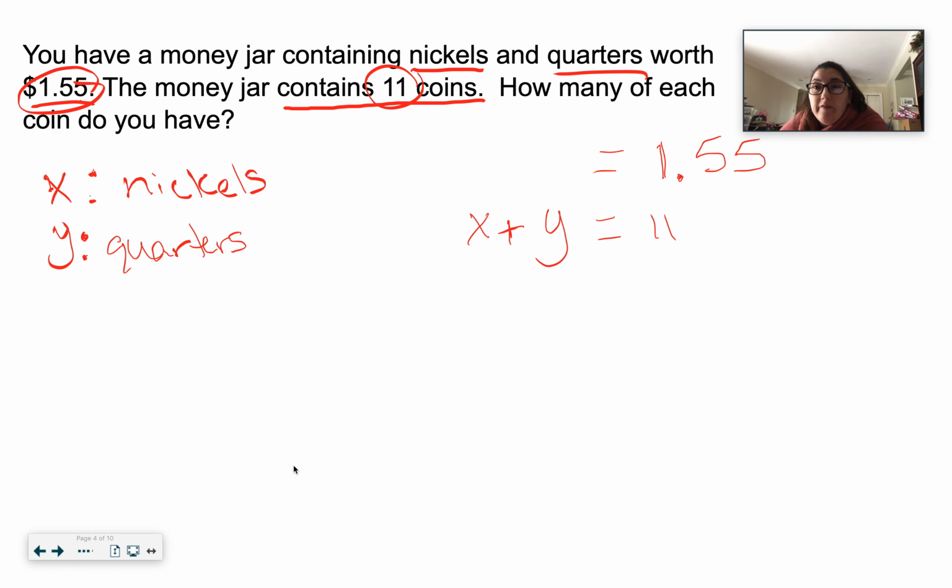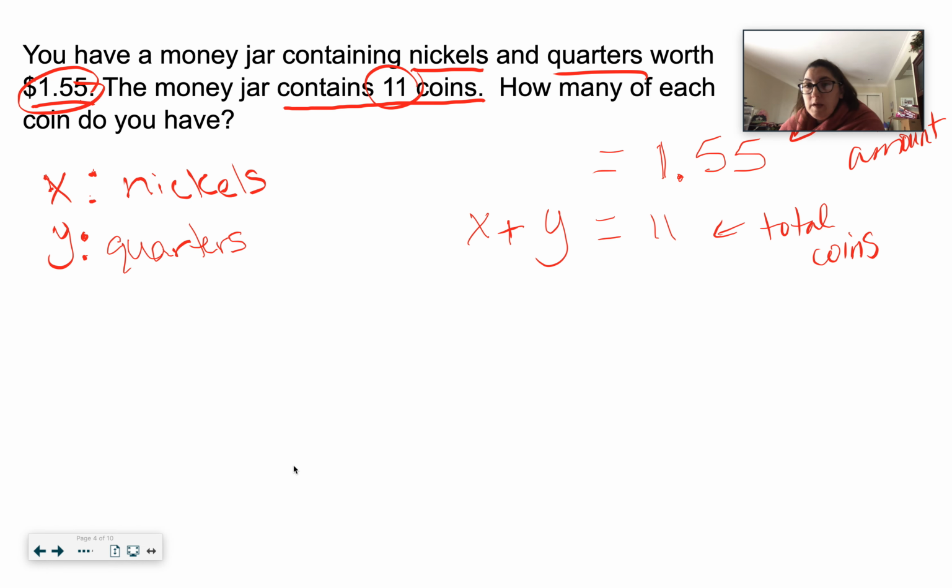So then we have our money. It's going to total $1.55. Now here, I don't know how many nickels and quarters I have. If I said dimes again, I didn't mean to. Nickels and quarters. I don't know how many I have, but I do know how much they're worth. So this one is talking about a total money amount, right? And this one's talking about total coins.